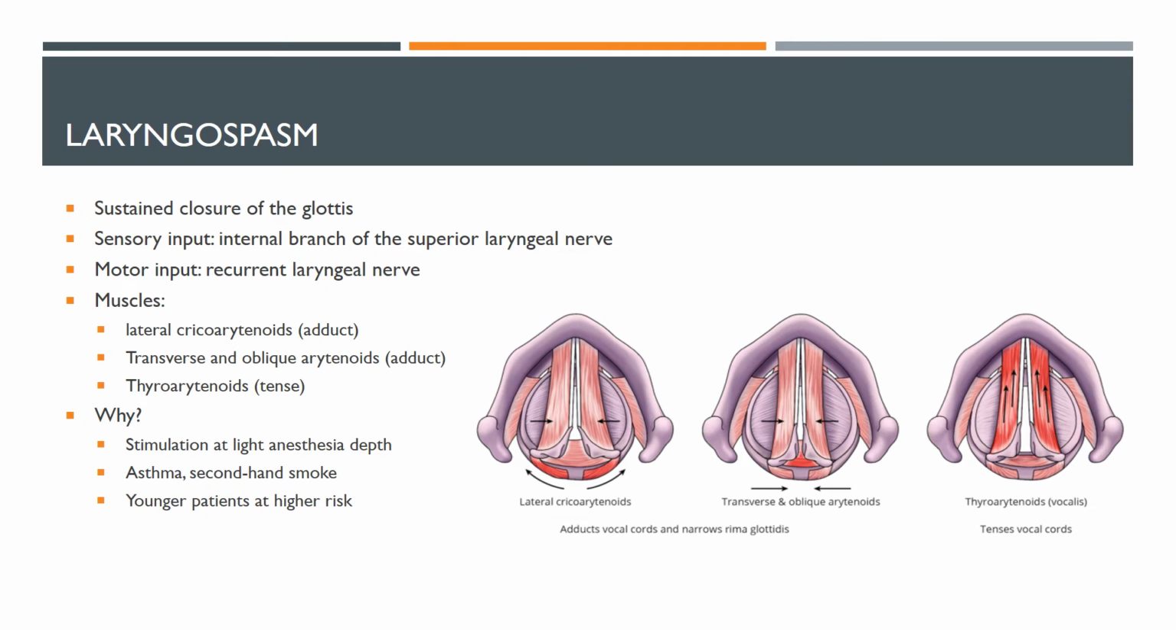So it most often happens with stimulation at a light depth of anesthesia. Folks who have reactive airway disease, such as asthma, those who are exposed to secondhand smoke are at higher risk for laryngospasm, and also younger patients are at higher risk for laryngospasm.